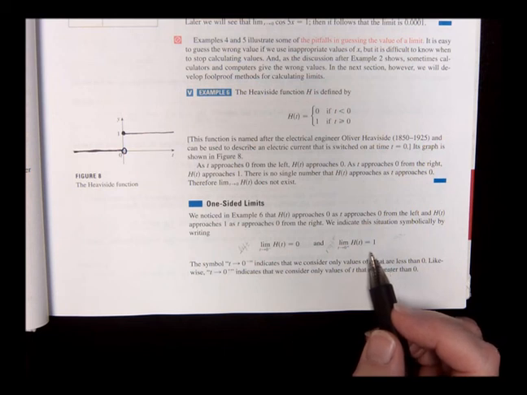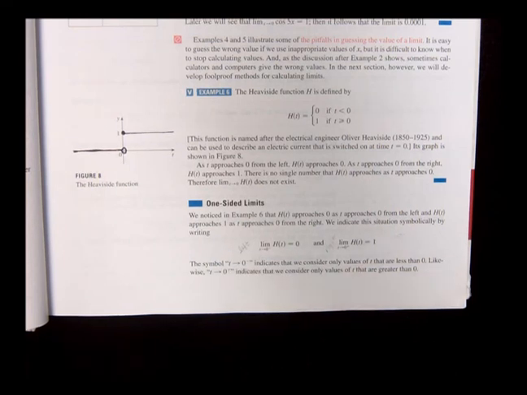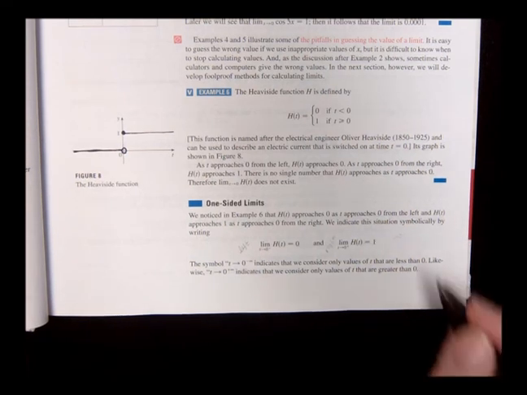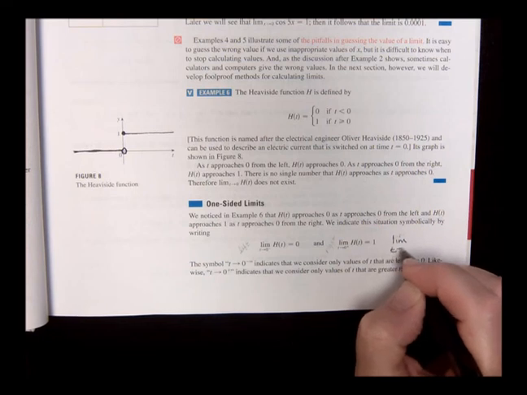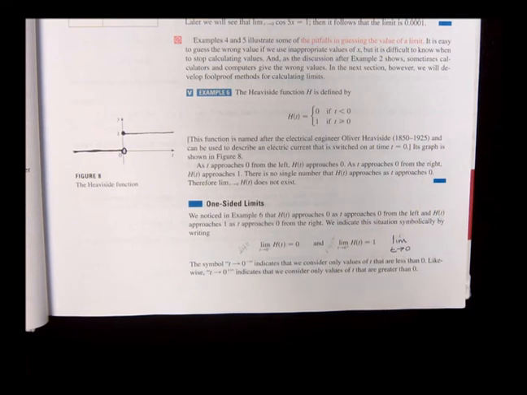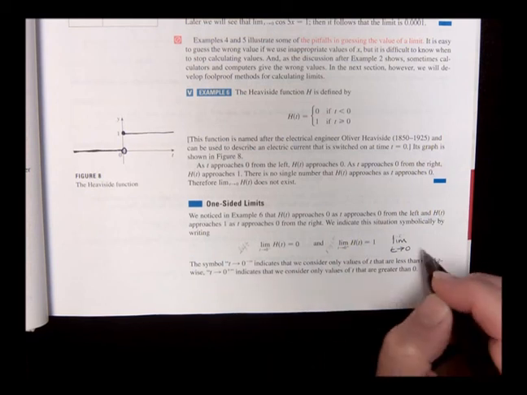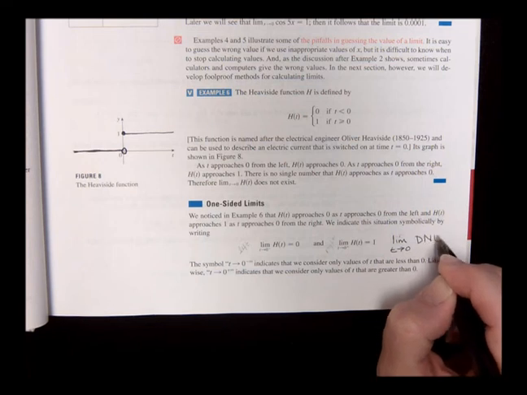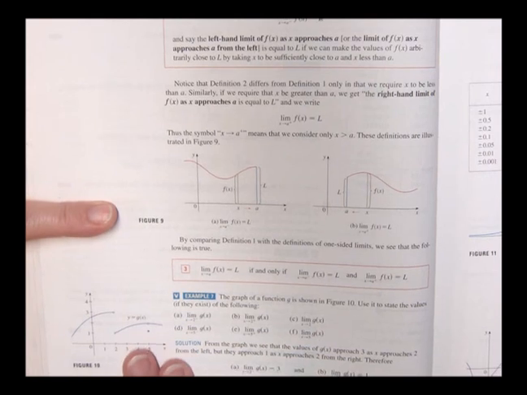Now, what about from both sides? Well, when you're looking at one-sided limits, to say what is the limit overall as t approaches 0, like we've been looking at before, when these two are not the same, that limit does not exist. Does not exist. DNE. Okay? Looking at a couple of those definitions.